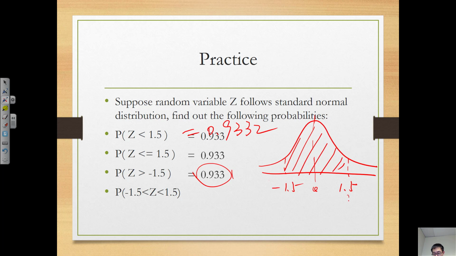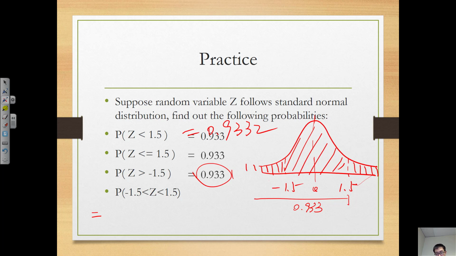So we know that the probability that z is smaller than or equal to 1.5 is 0.933, right? And you know a fact that under the standard normal density, the whole area on the real line is 1. So you use 1 minus 0.933, and you got this area. And since it's symmetric, this area equals this area, and you use 1 minus these two areas, and you got the area in the middle.